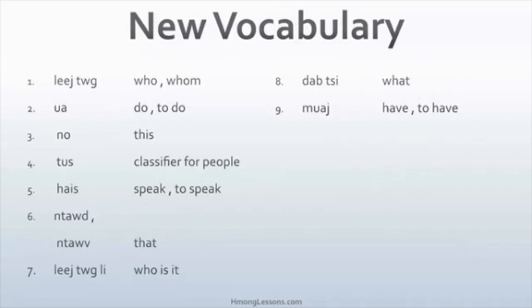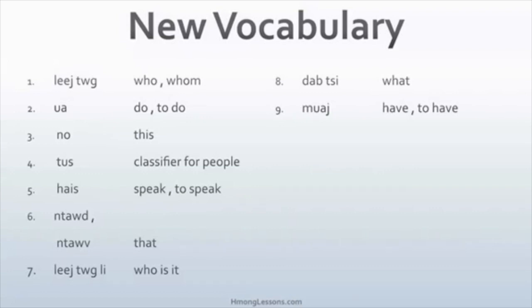Here are the new vocabularies. Remember, there are 10 questions that we learned, but there are only 9 new vocabularies in this lesson, okay? So these questions are not actually hard. They are very simple questions. Number 1, ling tu, who or whom. Number 2, or, to do. Number 3, na, this. Tu is a classifier for people.